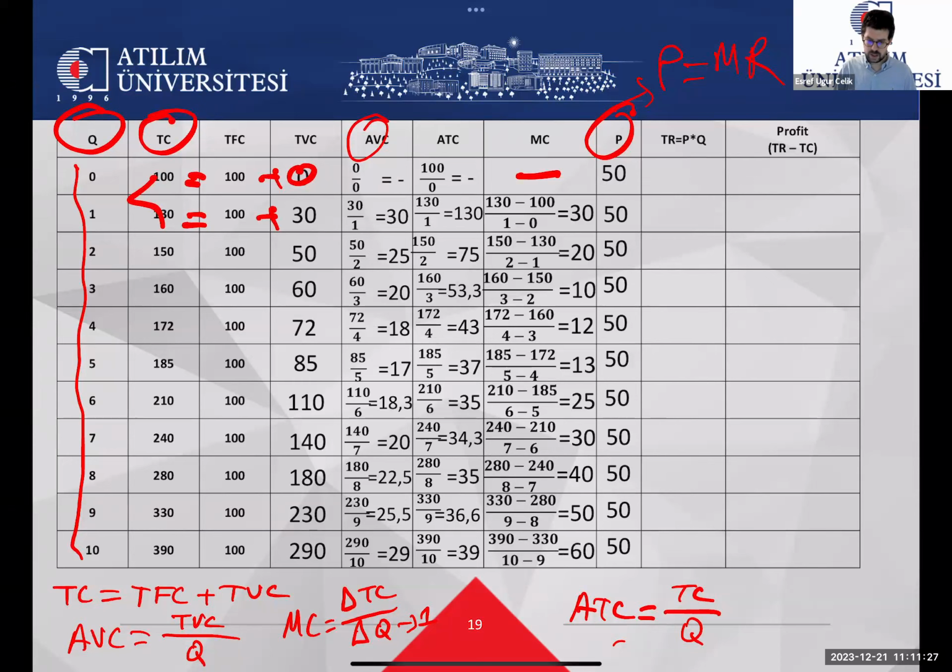Then let's come to the total revenue part. I give the formula, but in the exam question, I'm not going to give the formula, okay? You should know the formulas. Price multiplied by quantity. 0, 50 multiplied by 0, 50 multiplied by 1, 50. It's going to go like that.